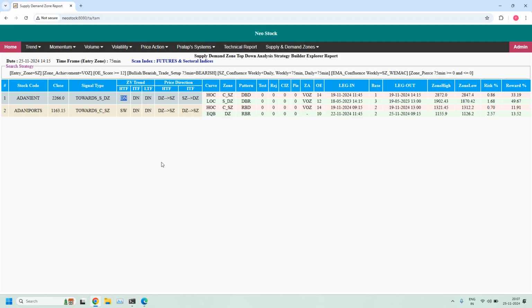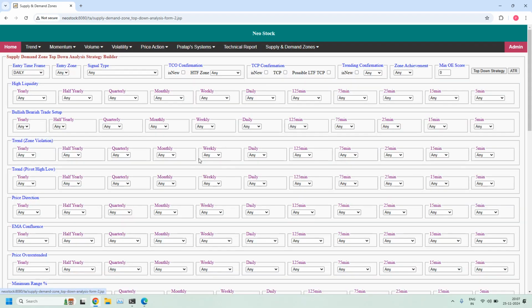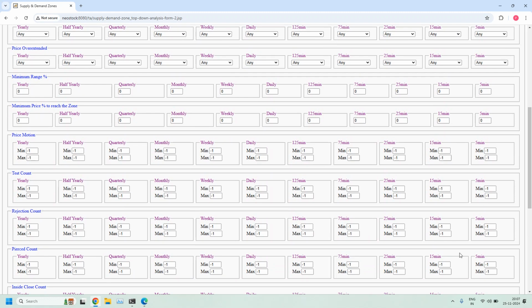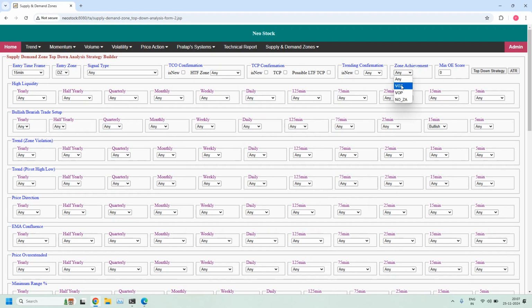for weekly income trade. Next, let us look for bullish trade setup, daily income trade. Entry time frame is 15 minutes. Entry zone is demand zone. In bullish or bearish trade setup at 15 minutes, I am selecting bullish. This 15 minutes demand zone should not be pierced. So in the pierced count at 15 minutes time frame, minimum value 0, maximum value 0. Zone achievement violated opposing zone, minimum order enhance score 12. All 3 filters are applied to 15 minutes demand zones.